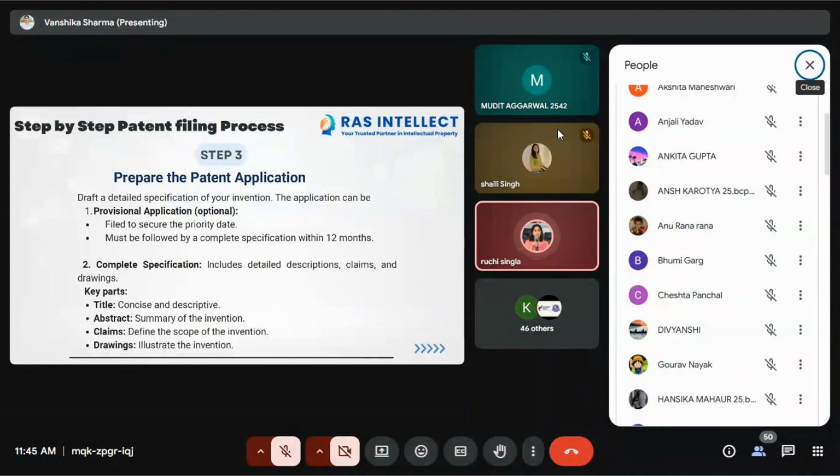So you have a window of 12 months where you can file the complete specification, the complete application. So it is like a temporary application and then filing a final application. The temporary application is the provisional application, where you give a little bit of detail about your invention, and within 12 months, you can go for a complete specification.